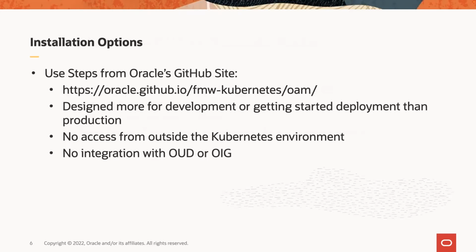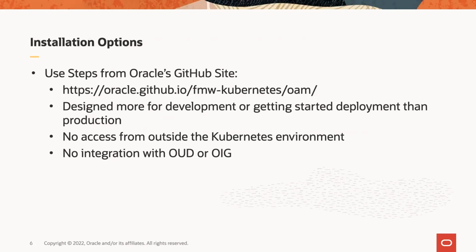As far as installation options go, Oracle provides two different options for installing OAM into a Kubernetes cluster. The Oracle Fusion Middleware GitHub site lists each identity and access product along with the required steps. This will result in a working configuration but with limited integration and connectivity. For example, once the OAM section is completed, there is no integration with OUD nor OIG.